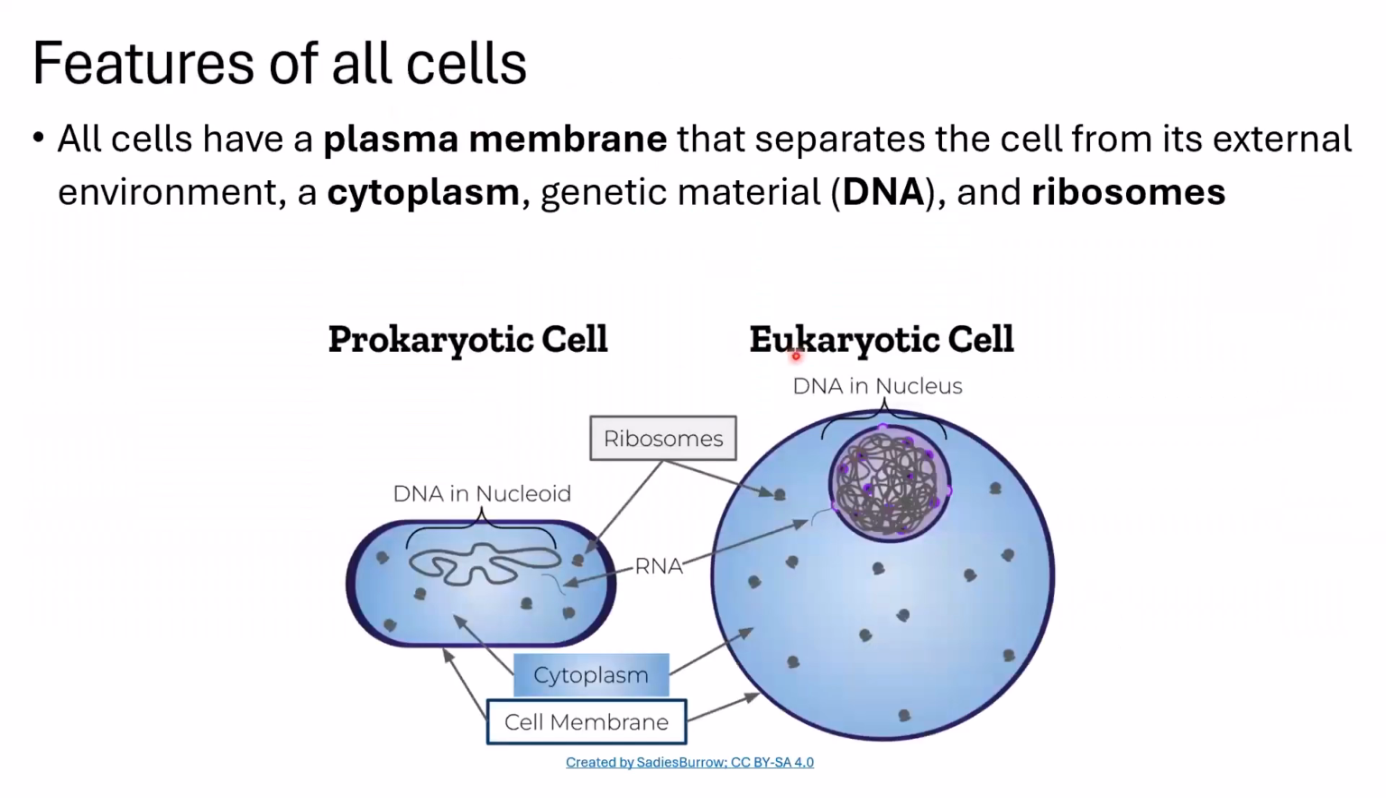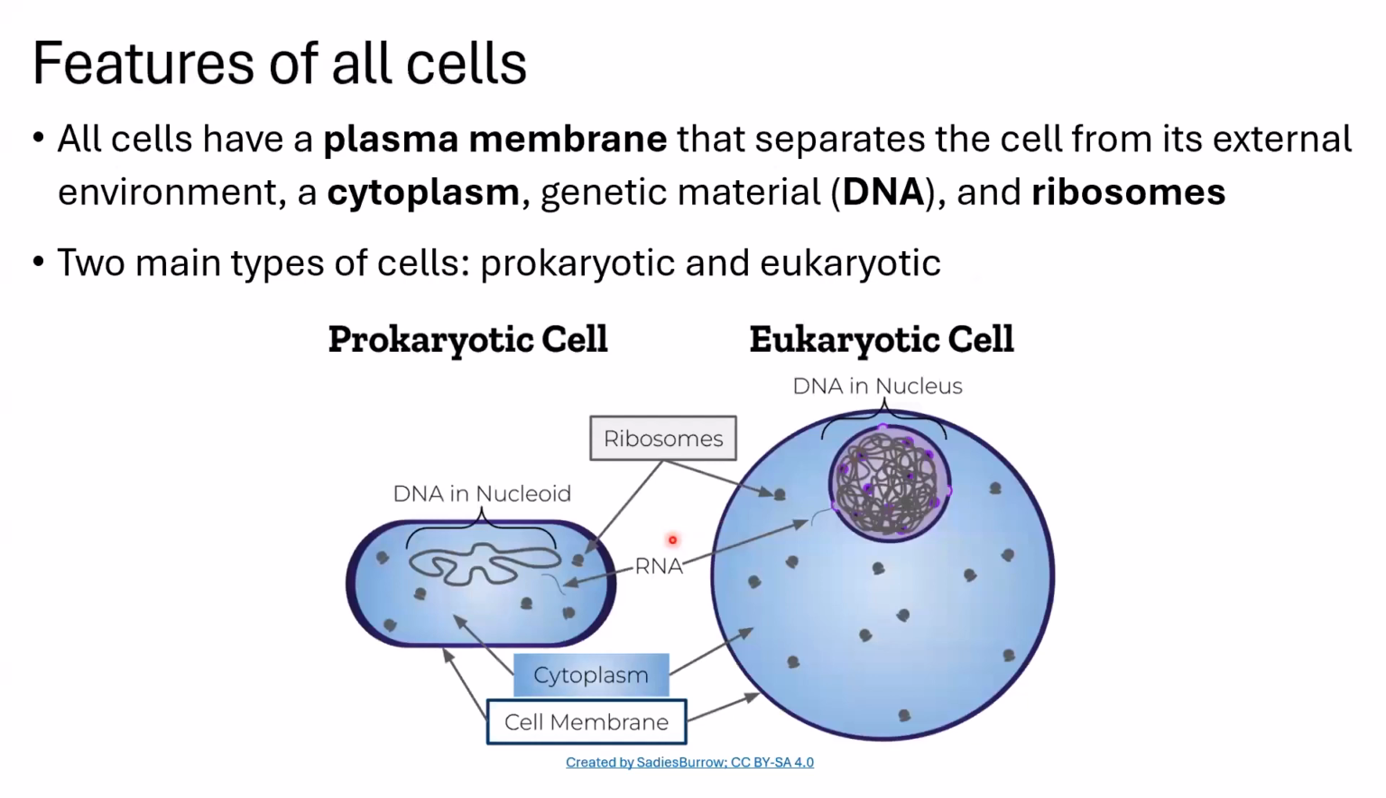There are a few things that all cells have in common, whether they are prokaryotic or eukaryotic. Every cell must have a plasma membrane that separates the cell from its external environment, a cytoplasm that makes up its internal environment, genetic material in the form of DNA, and ribosomes that serve as protein-making machines. This diagram also shows RNA, which is made based on DNA. In prokaryotes, DNA is found in the nucleoid region, while in eukaryotes, the DNA is compartmentalized into a separate structure called the nucleus. We will talk more about the differences between prokaryotic and eukaryotic cells over the next 2 videos.